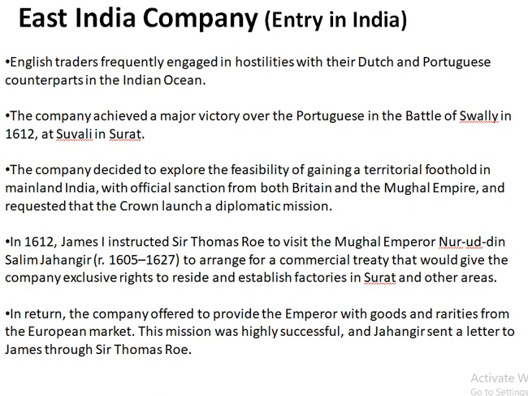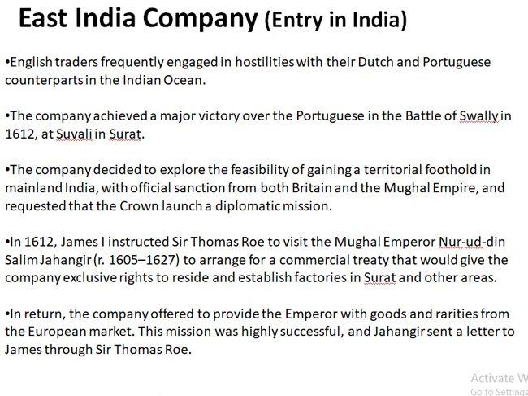In 1612, James I instructed Sir Thomas Roe to visit the Mughal emperor. Now James I, who was the king of England after Queen Elizabeth, instructed a merchant and traveler, Sir Thomas Roe, who was also a courtier of James I, to visit the Mughal Emperor Nuruddin Salim Jahangir, who was the son of Akbar, to arrange for a commercial treaty that would give the company exclusive rights to reside and establish factories in Surat and other areas.